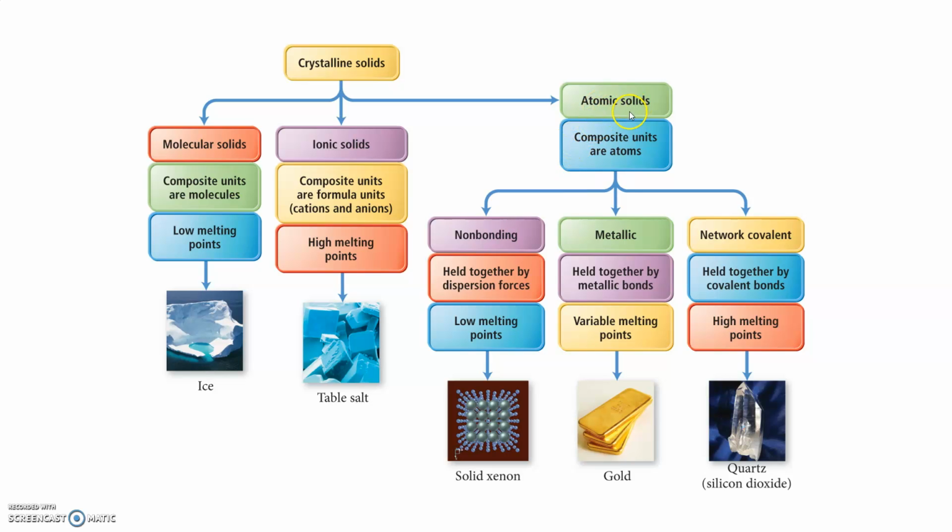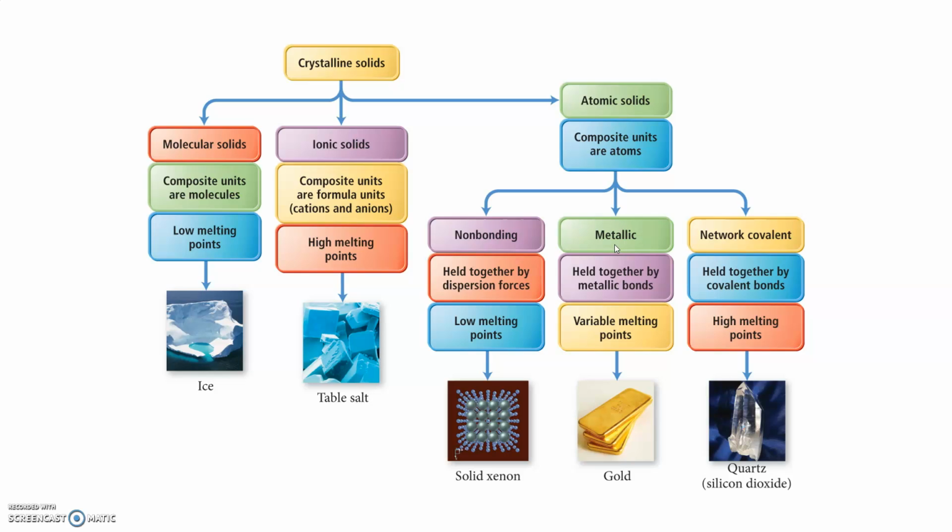And the atomic solids are made of atoms. They can be non-bonded, metallic, or network covalent. The non-bonded are held together by dispersion forces that are very weak. They contain low melting points. An example is the solid xenon.